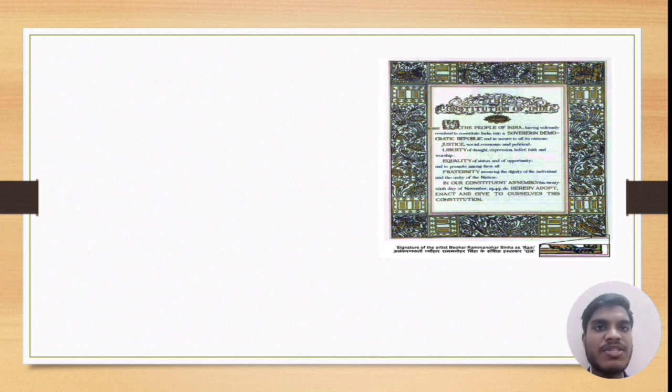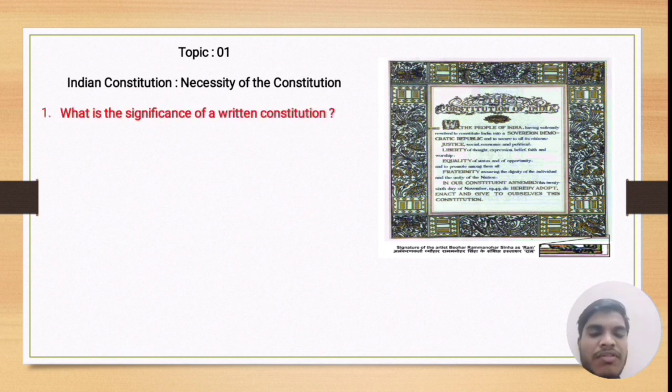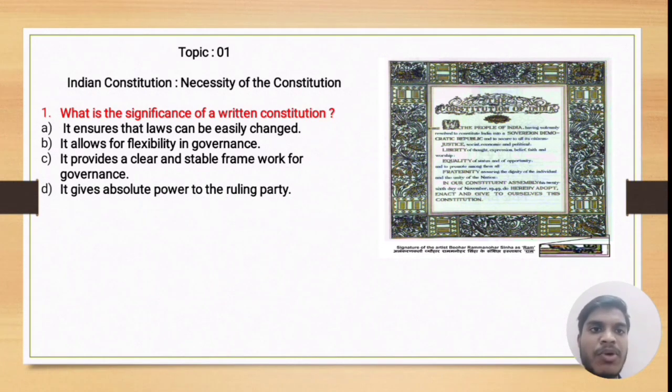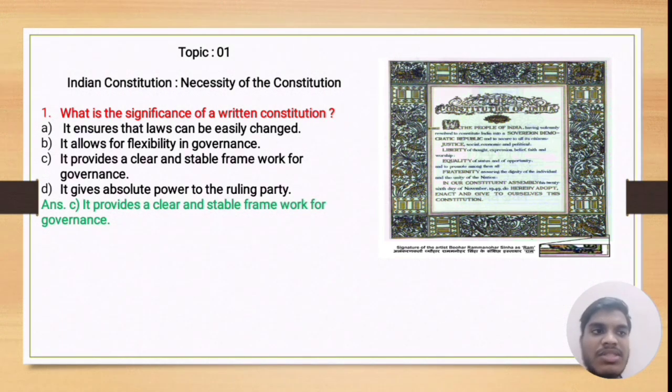Let's see few MCQs based on these topics. First, necessity of the Constitution. First question, what is the significance of a written constitution? Option A, it ensures that laws can be easily changed. Option B, it allows for flexibility in governance. Option C, it provides a clear and stable framework for governance. Option D, it gives absolute power to the ruling party. And the answer is option C, it provides a clear and stable framework for the governance.